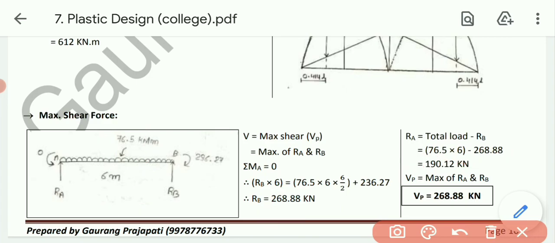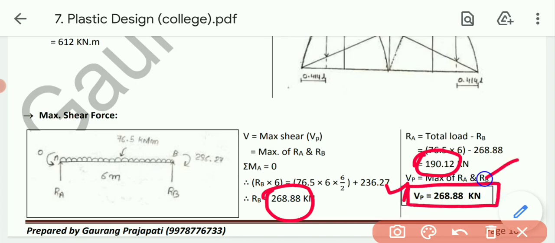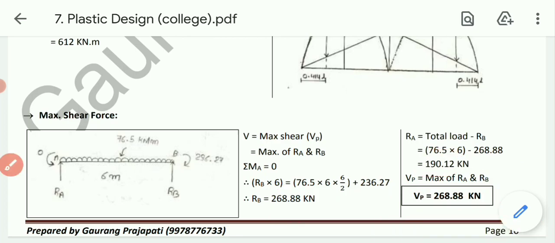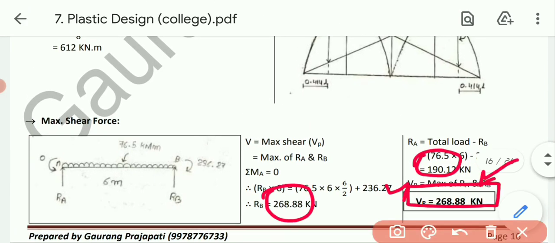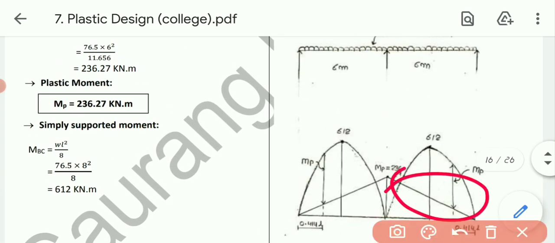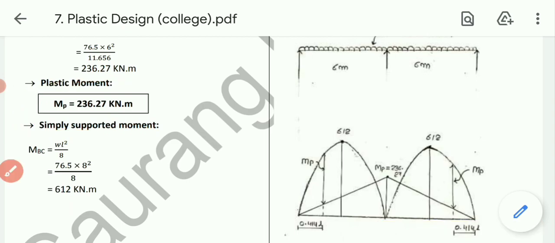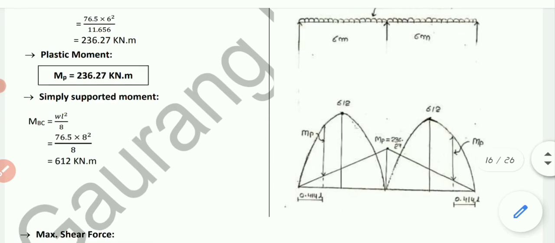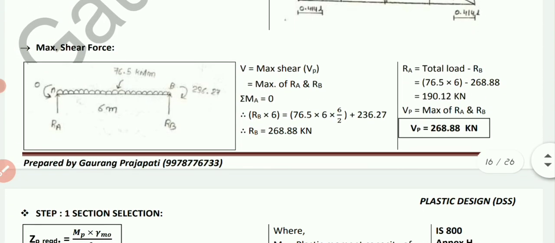Finally, the shear force, that is Vp, is the maximum of Ra and Rb. Now Ra is 190.12, Rb is 268.88, so ultimately Vp will be the maximum, that is 268.88 kilonewton. So what we have got is the maximum shear force, that is Vp, and the maximum plastic moment, that is MP. Now we need to design a beam which can sustain these two, MP as well as the shear force Vp.